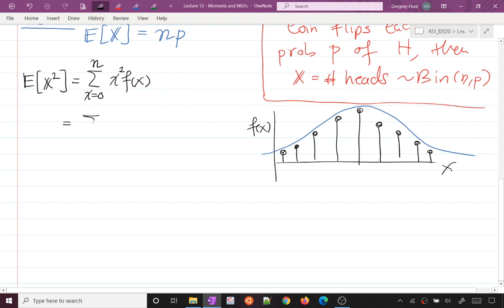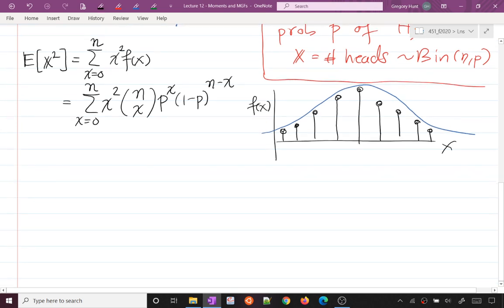Okay, let us rewrite this and input what the PMF is. So the PMF for our binomial is n choose x. That is, out of the n places, I choose x of them to be heads. I have probability p to the x of getting x heads, and then the rest of them better be tails. So I will have 1 minus p, the probability of tails, on those remaining n minus x. So that's our formula. When we calculated the expected value, we used some tricks, and those tricks are going to come in handy again here.